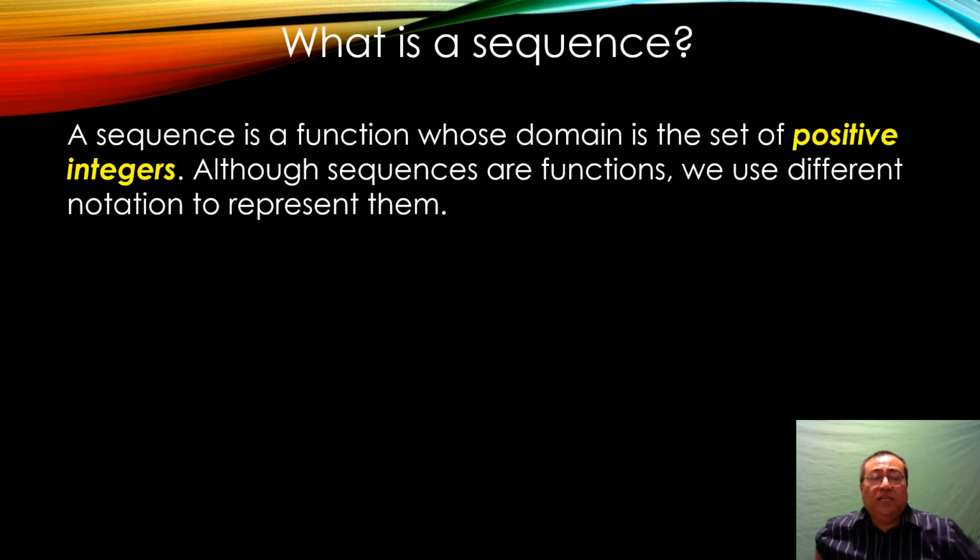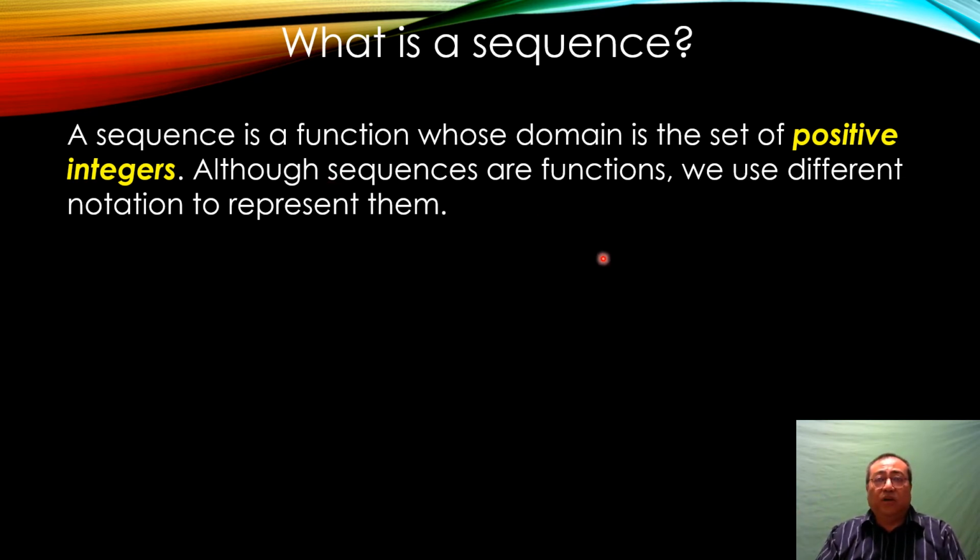What is a sequence? A sequence is a function whose domain is the set of positive integers. It's positive integers, so this is a discrete set of numbers. Usually functions are continuous, but if you were to plot a sequence, it'd be a bunch of dots. So it's a discrete set of numbers.